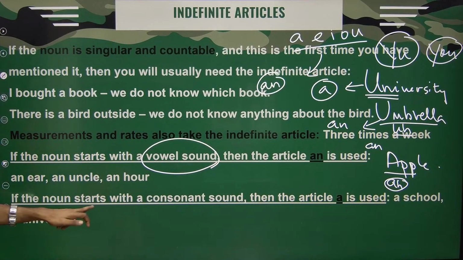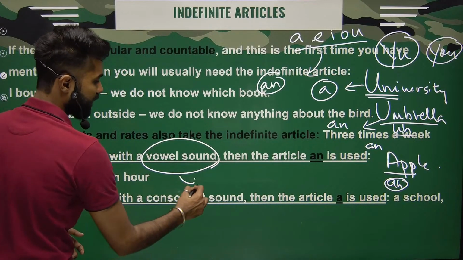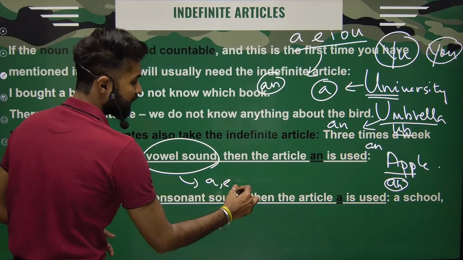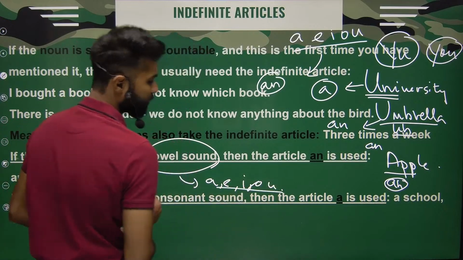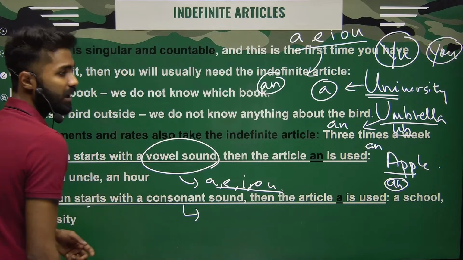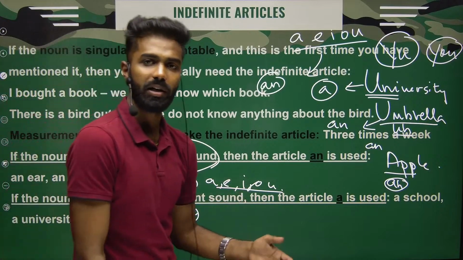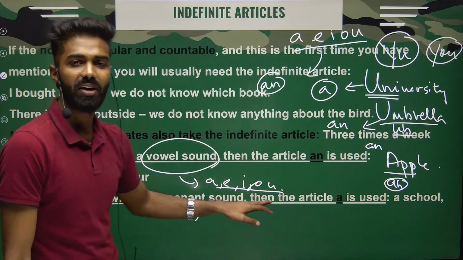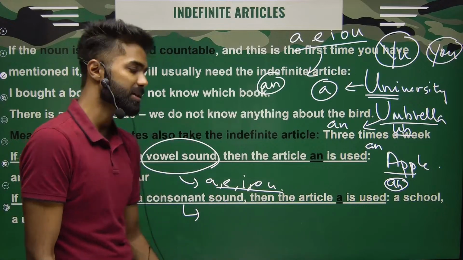If the noun starts with a consonant sound... vowel sound means any sound which is produced by A, E, I, O, U. These are my vowel sounds. Consonant sound means all the rest of the alphabets are called my consonants. Except these five alphabets, all the rest are called consonants.